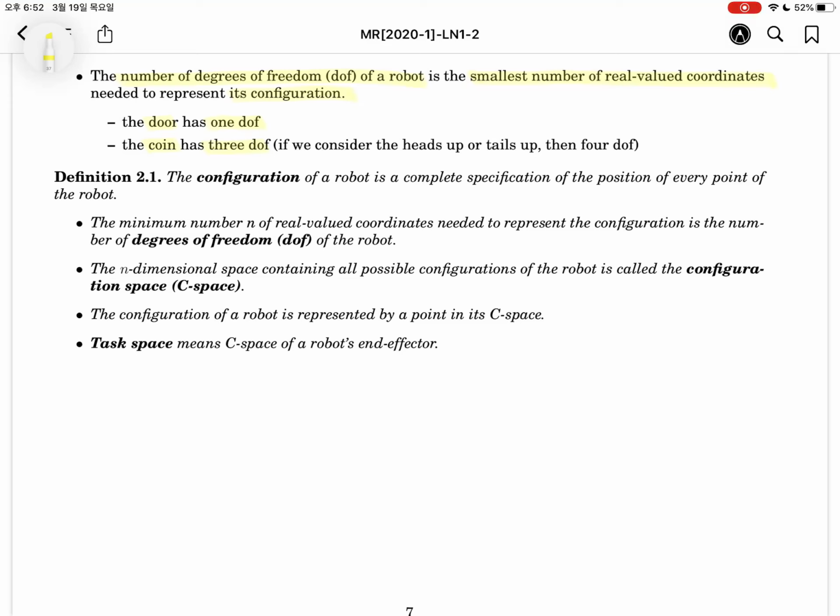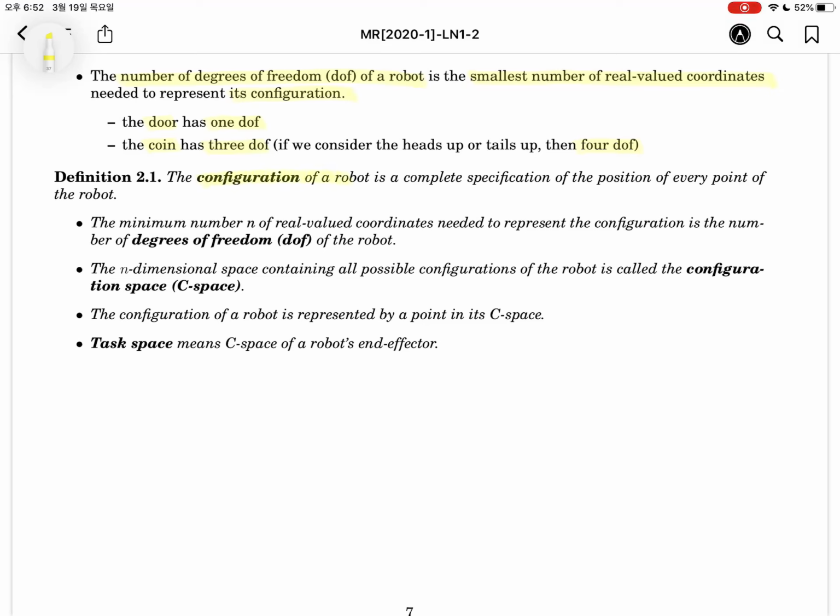If you extend the head-up case to the tails-up case, forward and backward side, then one more discrete event is required: head up or tails up. In this case, 4 degrees of freedom.